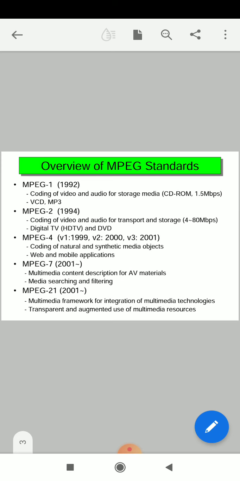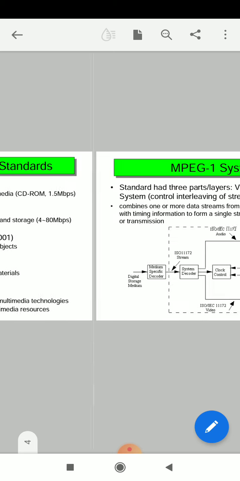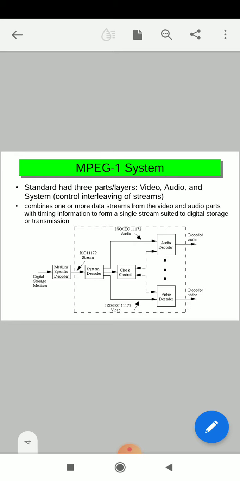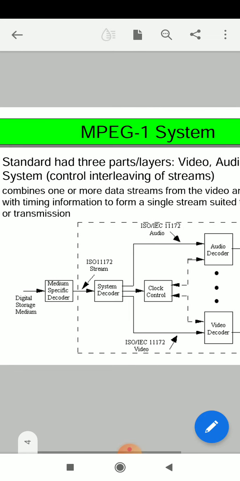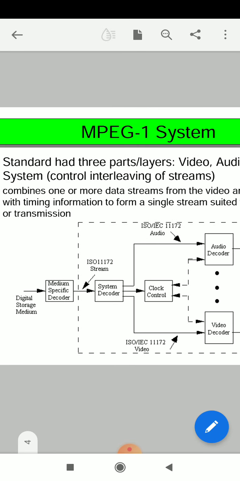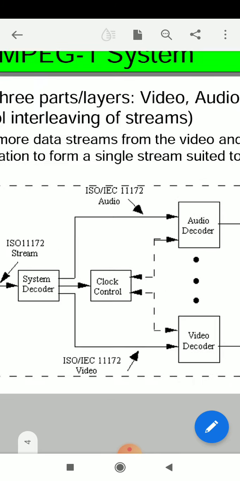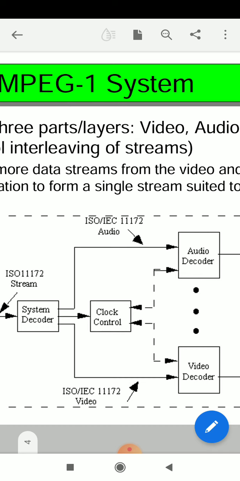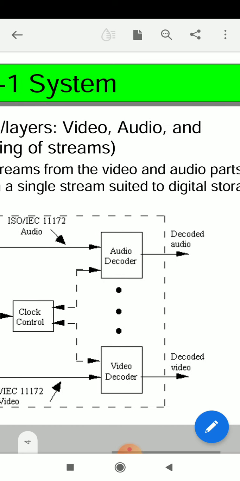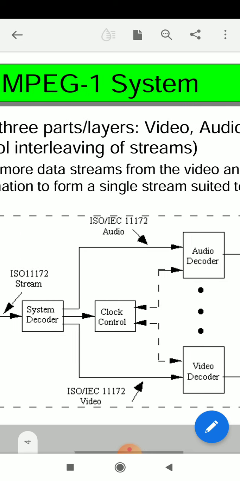Here is a multimedia framework for integration of multimedia technology, mainly used for transparent augmentation of multimedia resources. This slide shows the block diagram of the MPEG-1 system. Here we are using a medium specific decoder and a system decoder. Then we provide clock control to the audio decoder and video decoder, and from them we get the decoded audio output and decoded video output.